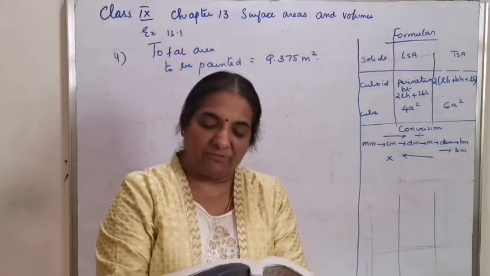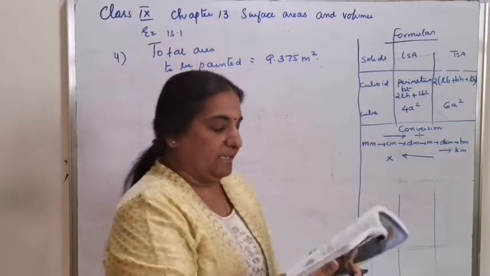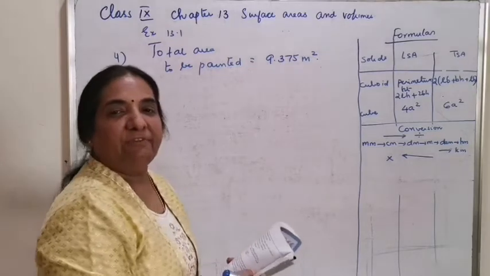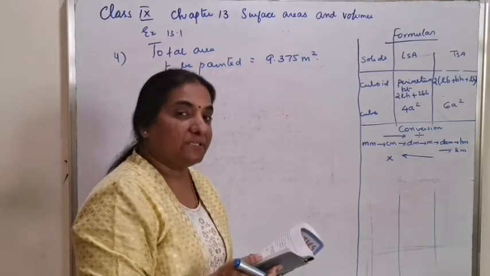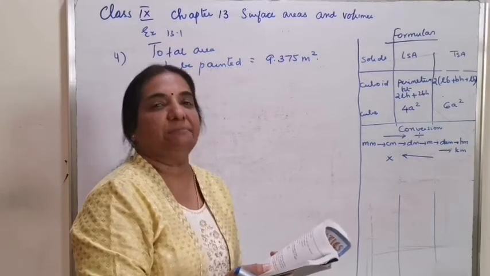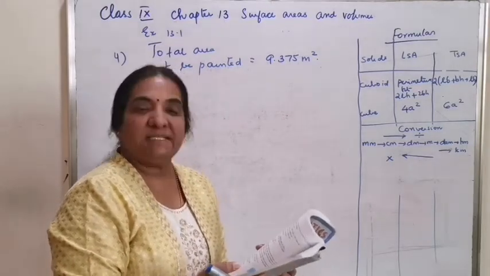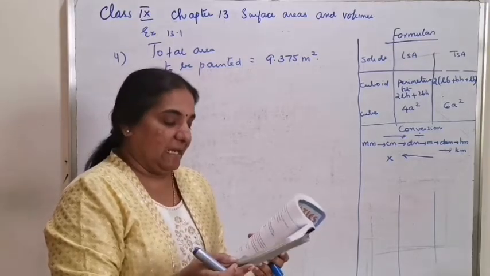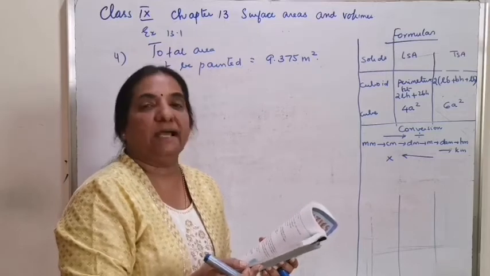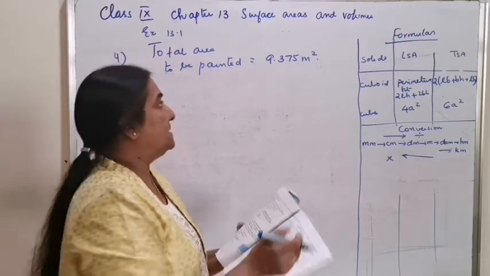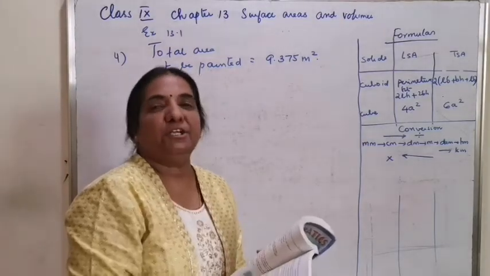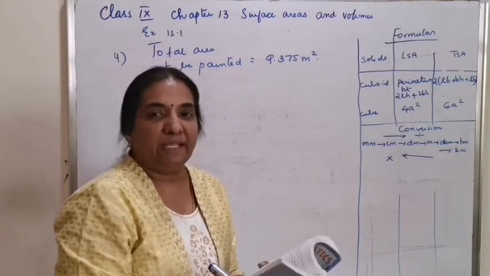Now the dimension of each brick is given as 22.5 by 10 by 7.5. We will read normally length, breadth and height, so 22.5 centimeter by 10 centimeter by 7.5 centimeter, which means the first dimension is the length, that is 22.5 centimeter, breadth is 10 centimeter and height is 7.5 centimeter. And the area is given in meter square, so the first step itself, convert into meter, that will be better.